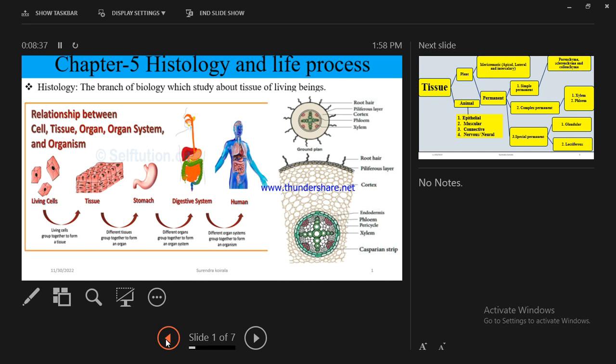There is a group of cells like the cortex. The cortex is a group of numerous cells joining together. Similarly, other organs are present there. They are mentioned in your figures: piliferous layer, cortex, endodermis, phloem, xylem, pericycle, and Casparian strips. These are the body organs of the plant.